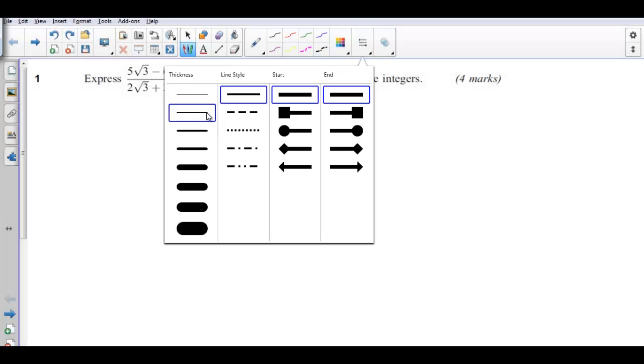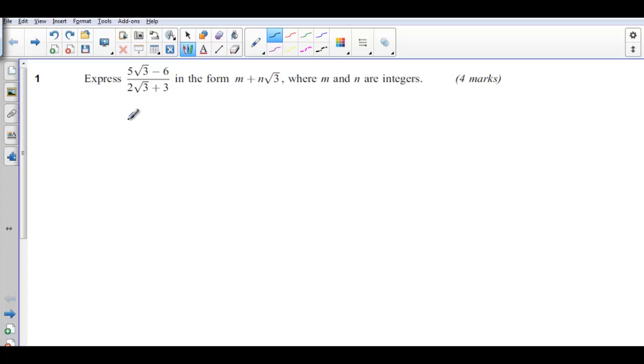Okay, so here we are with a pretty standard Surds question. We're asked to write it out in the form m plus n root 3, where m and n are both whole number integers. So copying it out to begin with, 5 root 3 take away 6, all divided by 2 root 3 plus 3.